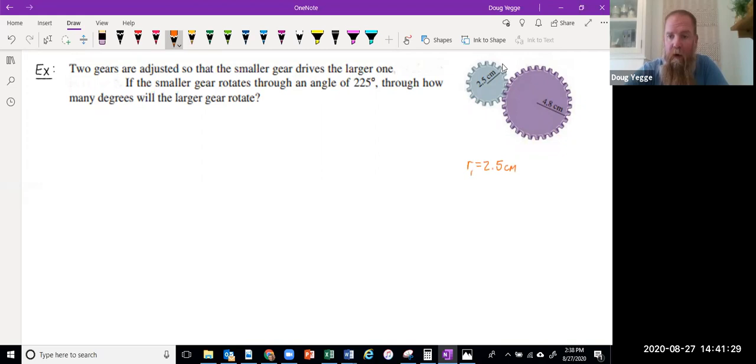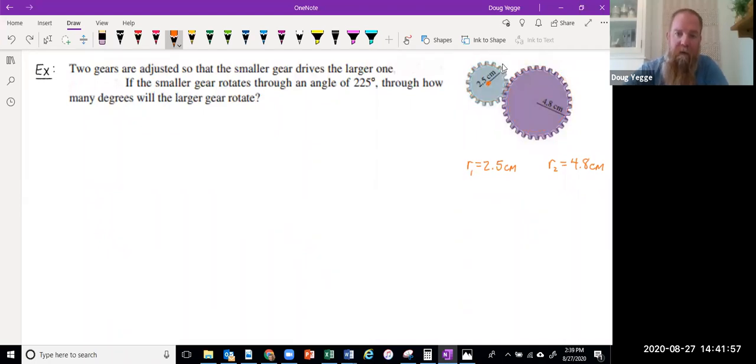Okay, we'll call that R1. And the second radius, or R2, is 4.8 centimeters. Okay, so it says the two gears are adjusted so that this gear turns, and it causes this gear here to turn. So if this one starts turning this way, and the teeth catch on, it's going to be turning this one this way.